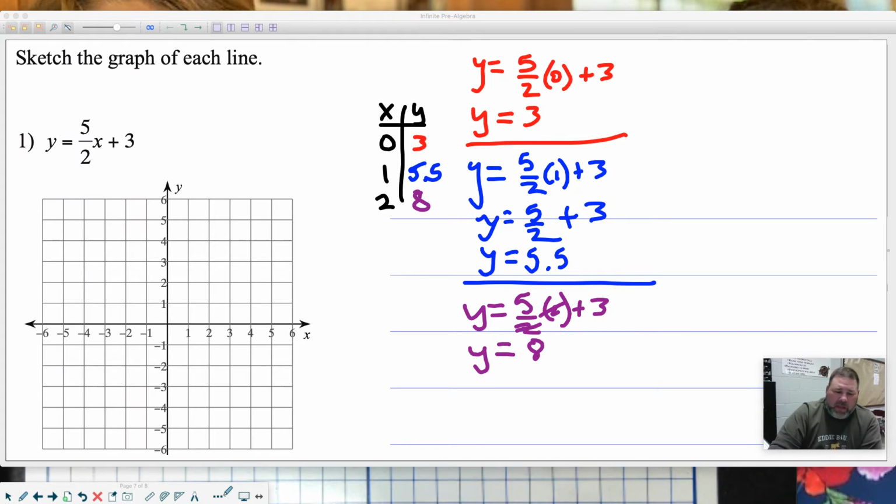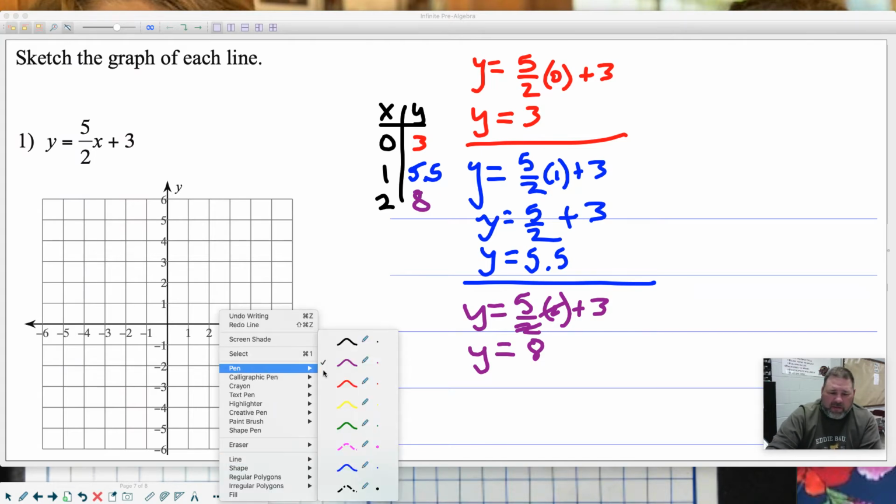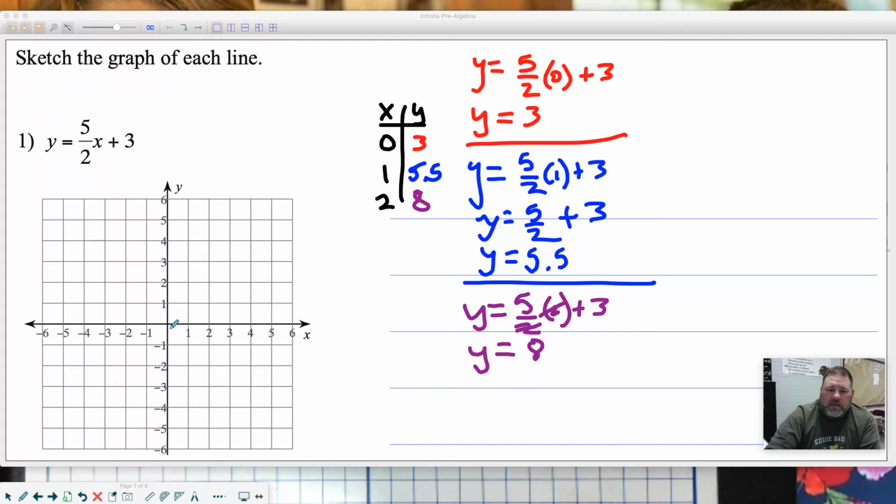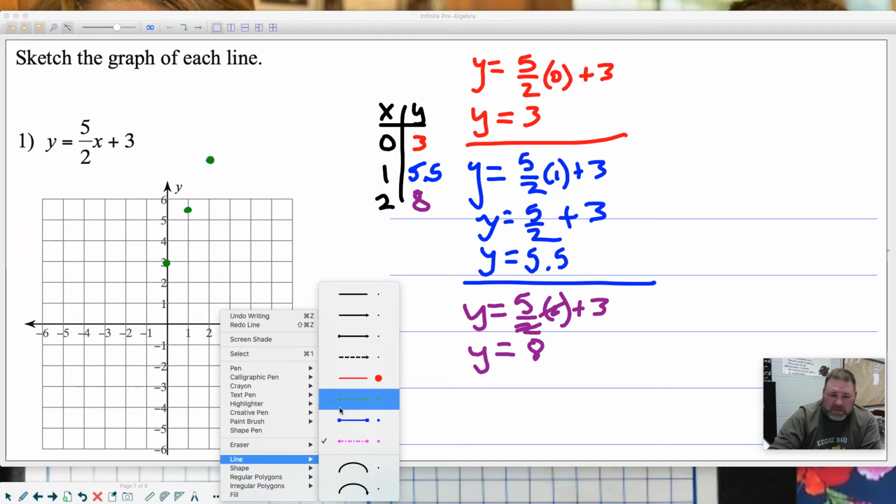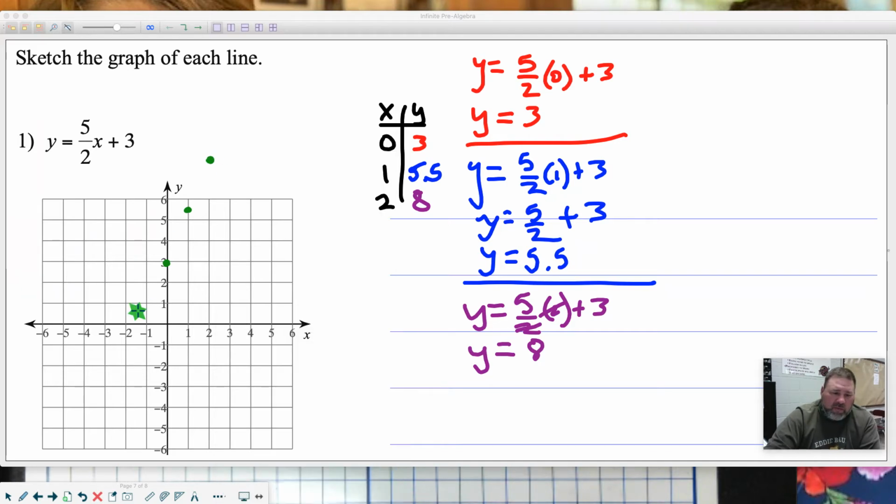Okay, now we'll go over here and we'll graph these. So 0, 3, it's right there. 1, 5.5, it's about there. And 2, 8, well, there's 6, 7, 8. Kind of went off the graph here a little bit, but that's okay. Sometimes that happens. And then we just connect the dots. And there's number 1.